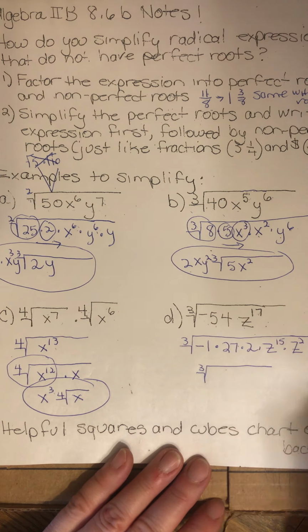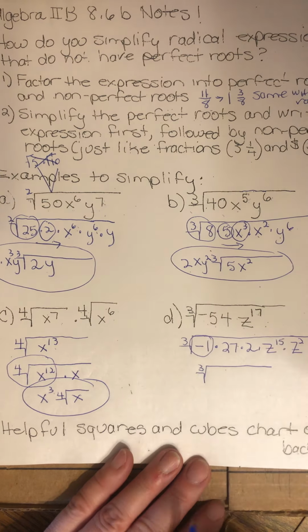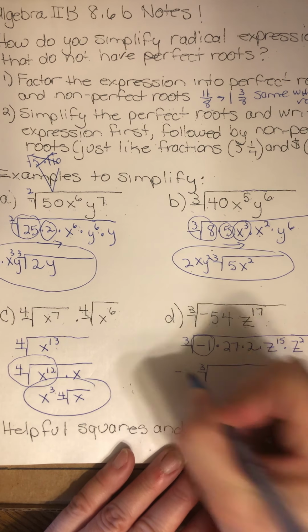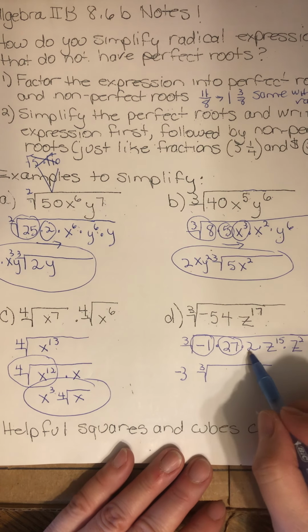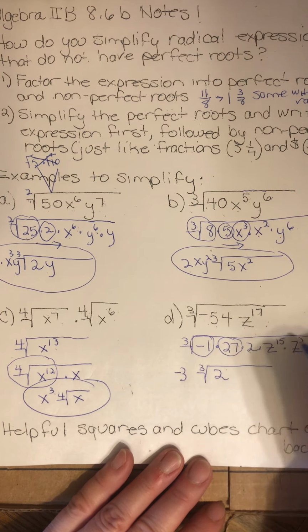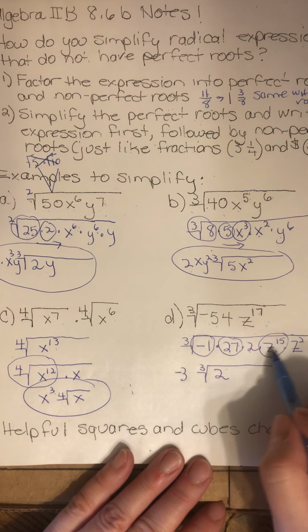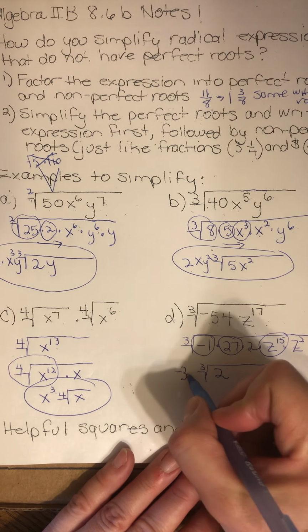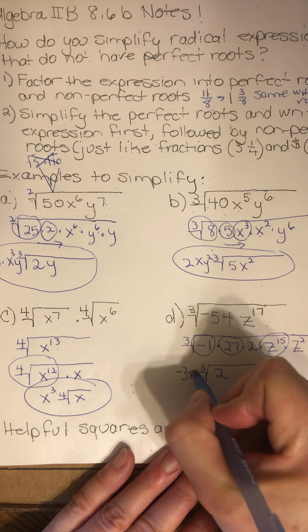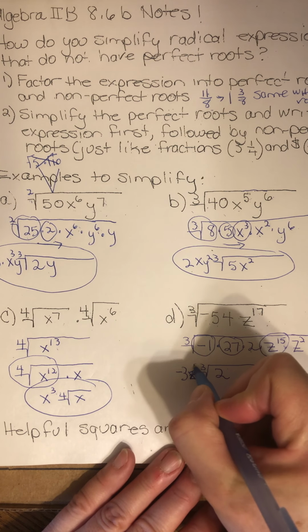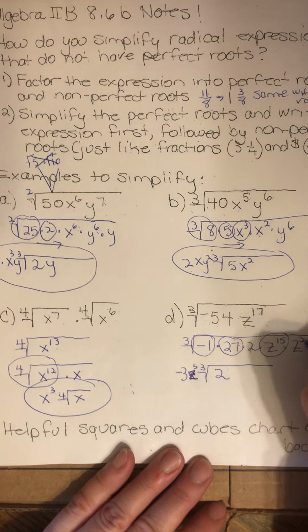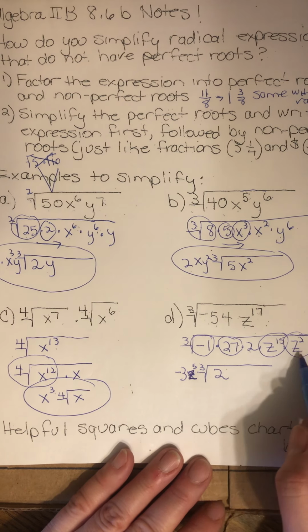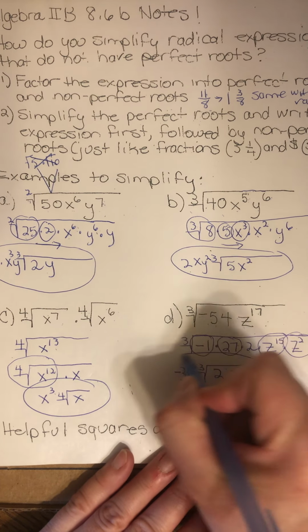Let's do all the perfect math we can. The cube root of negative 1 is negative 1. The cube root of 27 is 3. The cube root of 2 is not perfect. The cube root of z to the 15th, 15 divided by 3 is 5. Oh, that's a z. Z to the 5th. Sorry about that. There we go. The cube root of z squared is not perfect. And there's our final answer.